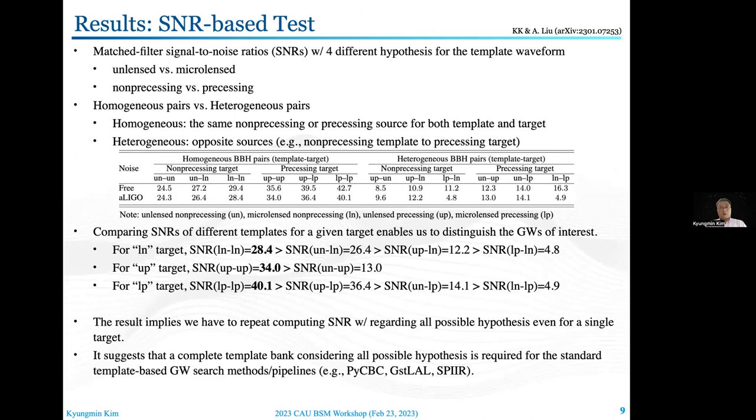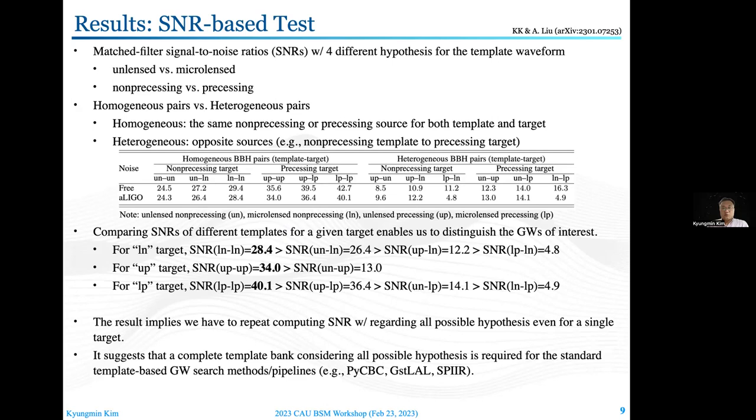So we tested four cases: whether the signal is unlensed or microlensed, and whether the binary system is non-precessing or precessing. For the computation of the SNR, we make two types of pairs. The first is a homogeneous pair, which means the same non-precessing or precessing source for both template and target. And then the heterogeneous pairs, where the opposite source types are assumed.